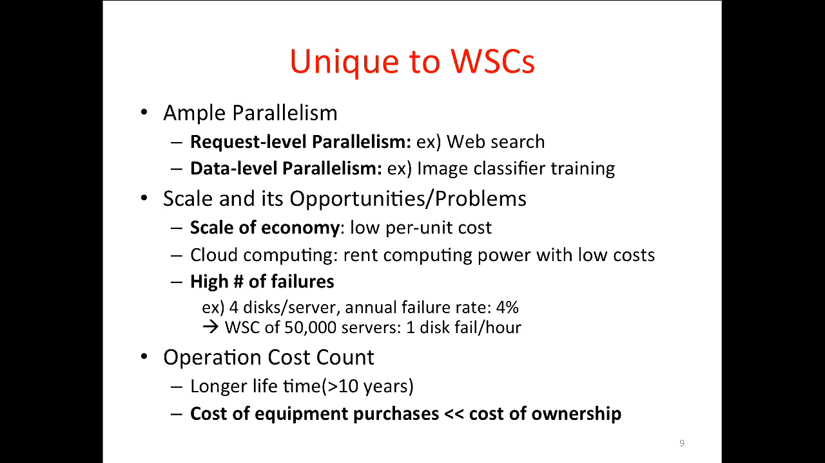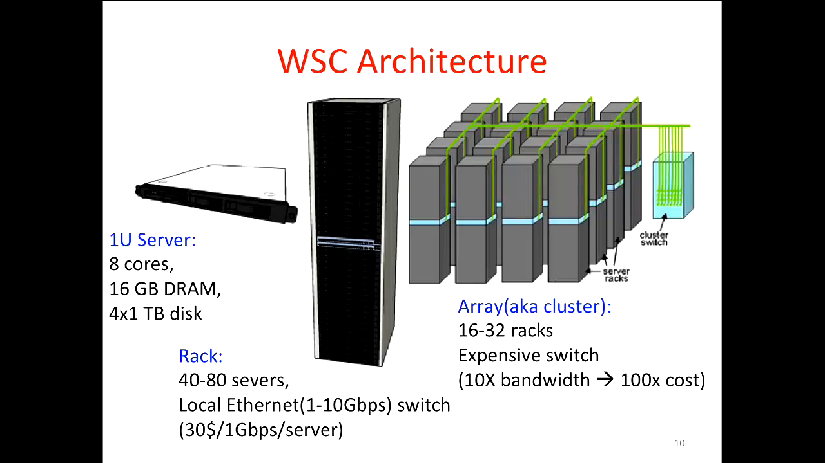Then, let's move on to the warehouse scale computer architecture. We have already seen the features of a server, rack and array. In a server, we have 8 cores, 16 gigabytes of DRAM and 4 one-terabyte disks. As I said, a rack is a higher unit of a warehouse scale computer. In a rack, we have 40 to 80 servers, and these servers are connected by cheap local Ethernet switches.